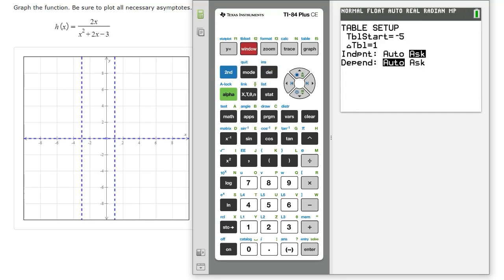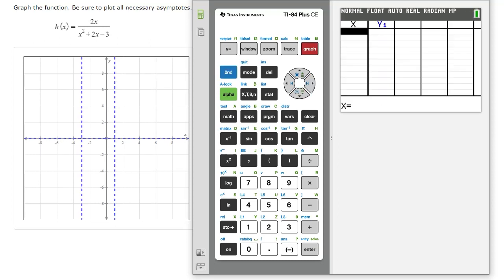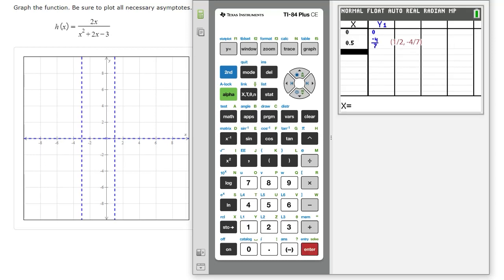Second table set, and let me make sure that I have this in ask mode. Second table, and I know that the point (0, 0) is on the graph, and I'll get some points in the center. Let's get 1/2. And so I have the point (1/2, -4/7), and let's get 3/4 or 0.75.